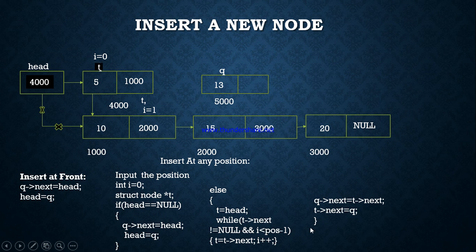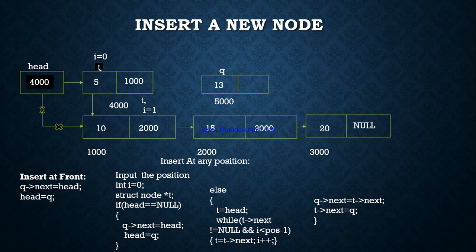So we will come out here. Now our T is in this position, and here we want to insert our new node. This is our Q and this is our T. So what do we want to do? Now this node will be inserted here after 1000. The node which is created at 5000 memory location will be inserted after the node which is created at 1000 memory location.